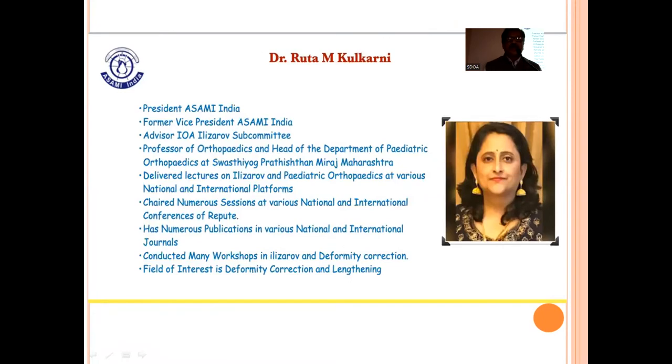Please welcome also Dr. Ruta Kulkarni from Sangli district itself, who is the president of ASAMI India and a former vice president of ASAMI India. She is an advisor to the IOI Ilizarov subcommittee. She is a professor of orthopedics and head of the department of pediatric orthopedics at Swastiyog Pratishthan, Miraj, Maharashtra. She has delivered lectures on Ilizarov and pediatric orthopedics at various national and international platforms. She has chaired numerous sessions at various national and international conferences of repute. She has numerous publications in national and international journals and has conducted many workshops in Ilizarov and deformity correction. Her field of interest is deformity correction and lengthening.